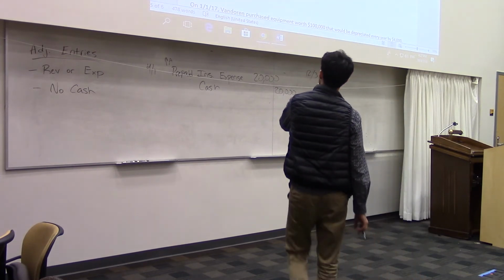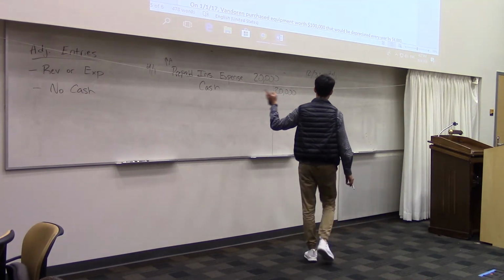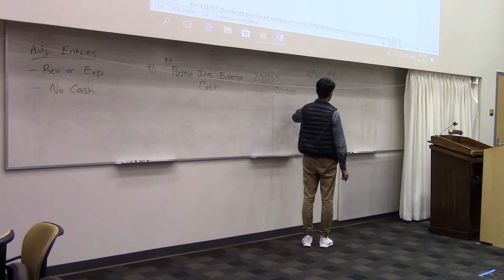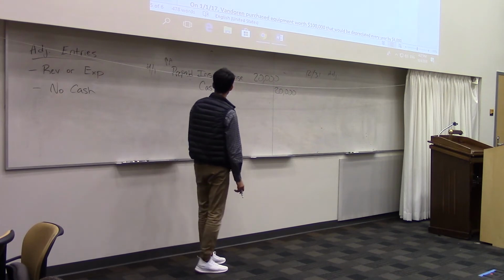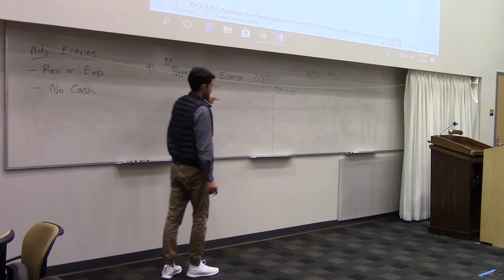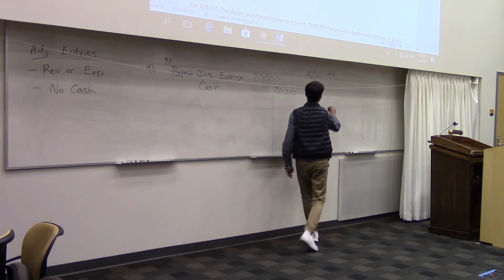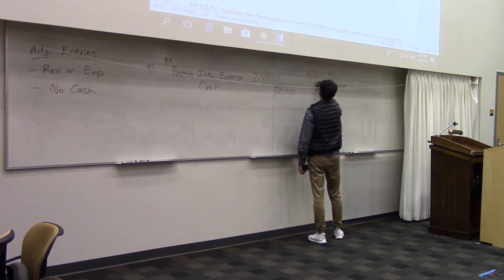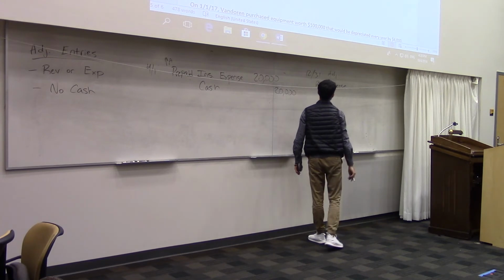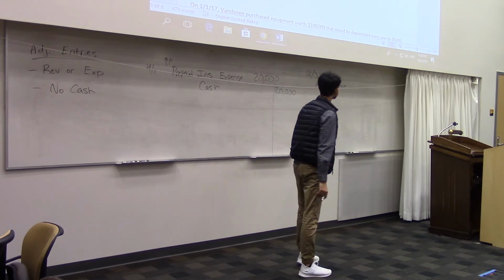So at the end of the year, my adjustment will not have cash, but will have what, a revenue or an expense? It's gonna be some kind of expense, because we originally paid for insurance, so eventually we're gonna have some kind of expense. And that expense is rent expense. Insurance. Thank you.